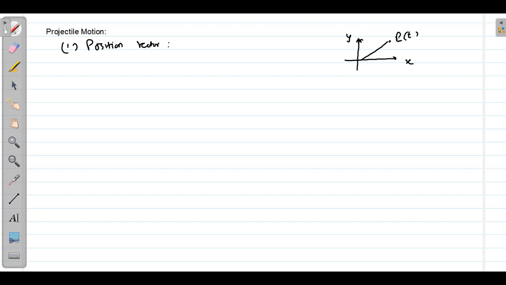The position of this vector is with respect to some reference. This is our reference point O. This shows the position of point P, that is the position of the object at time t. This position vector is written as xi plus yj. i is the unit vector along the x-axis and j is the unit vector along the y-axis. x is the component of r along the x-axis and y is the component of r along the y-axis.